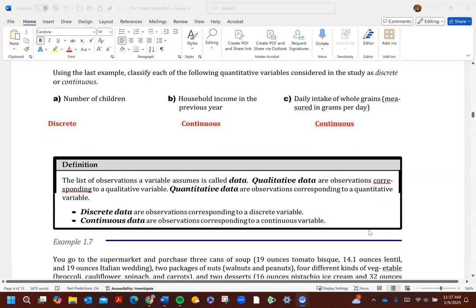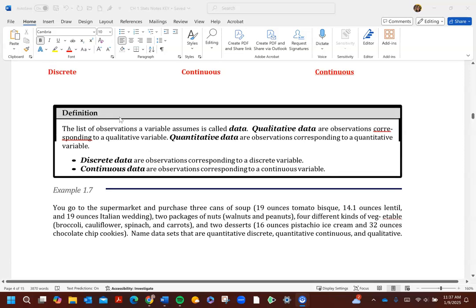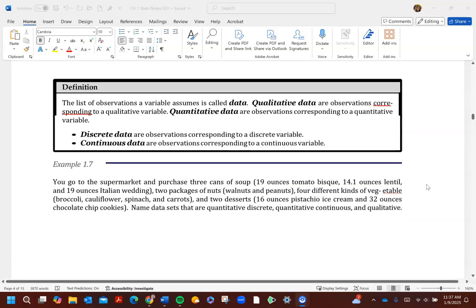The next definition we're going to look at: the list of observations a variable assumes is called data. Qualitative data are observations corresponding to a qualitative variable. Quantitative data are observations corresponding to a quantitative variable. We talked above about discrete data, and they correspond to discrete variables. Continuous data are observations corresponding to continuous variables.